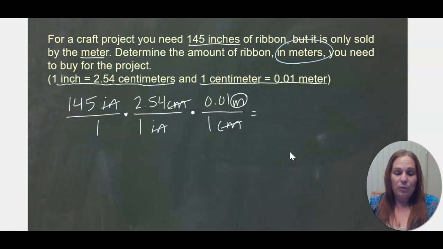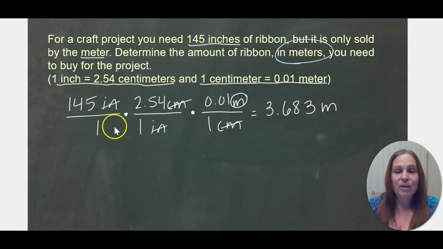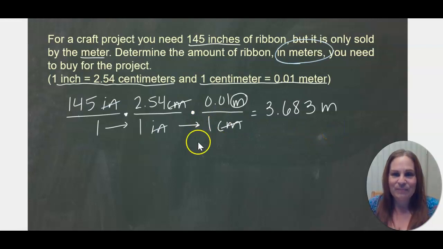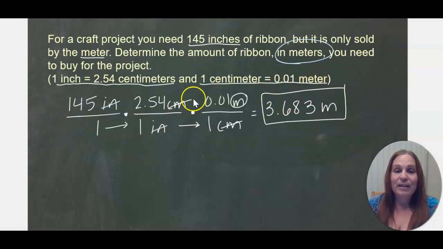The only unit left is meters, and all I have left to do is multiply. So 145 times 2.54 times 0.01 is 3.683, and that's meters, right? On the bottom, I've just got 1 times 1 times 1, which is 1, so I don't even need to do that. And that's it, we're done. So this problem had 2 conversions that we had to do.